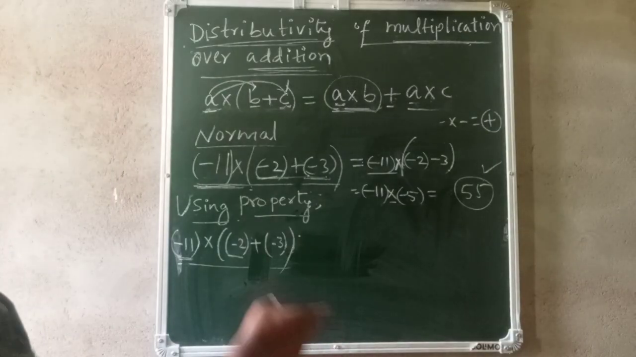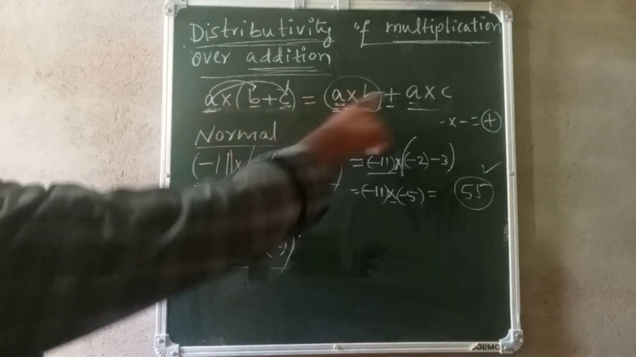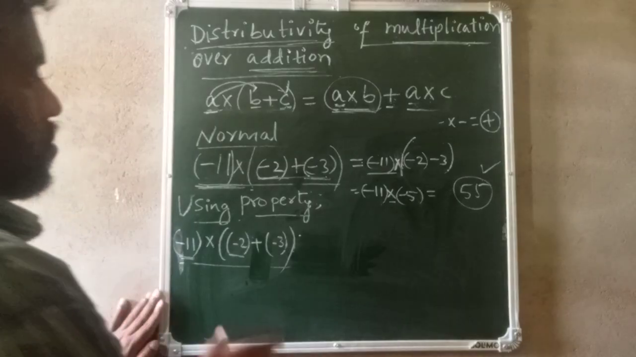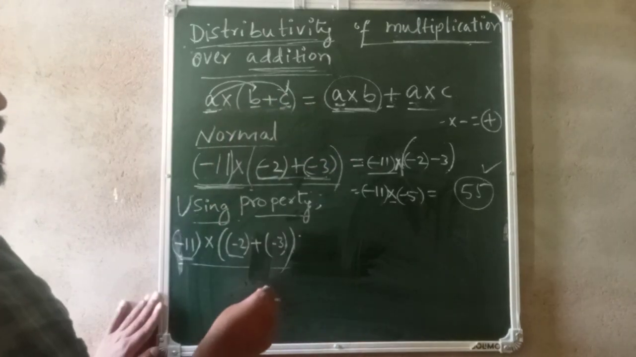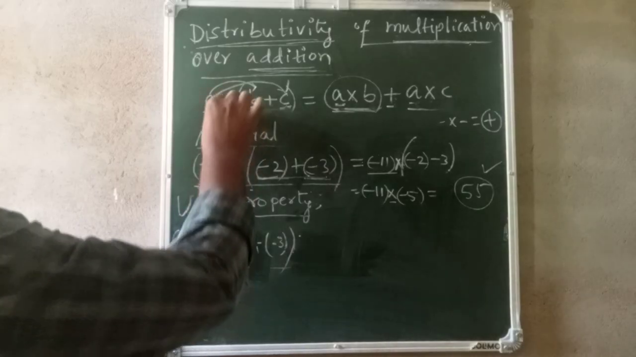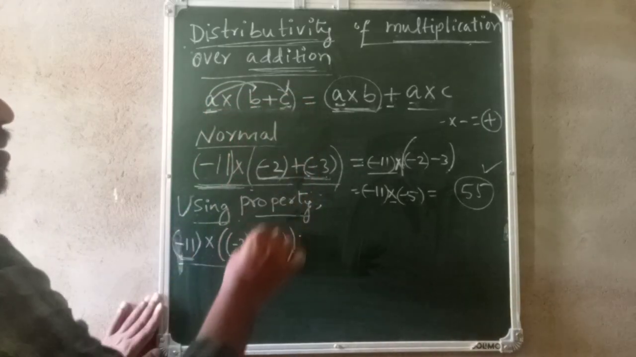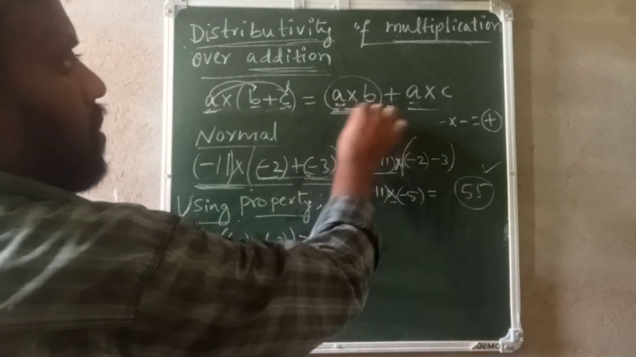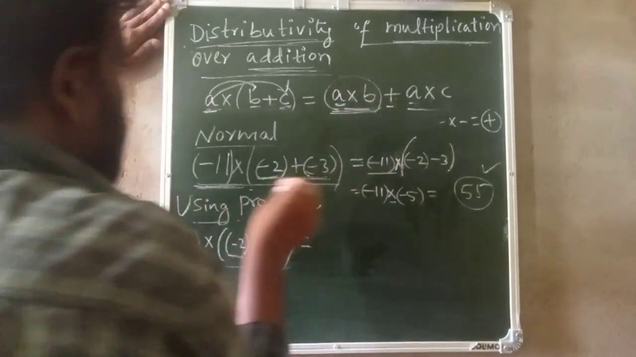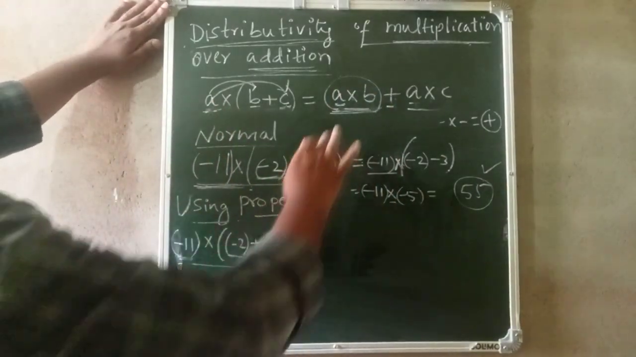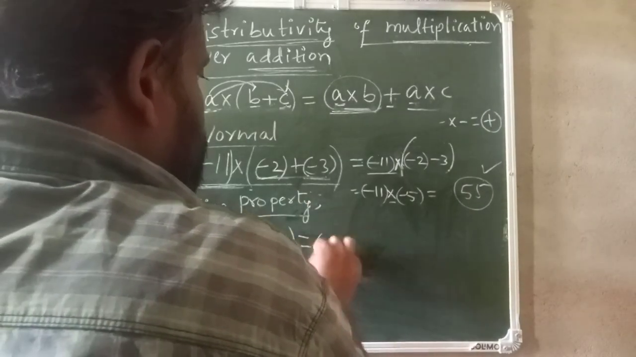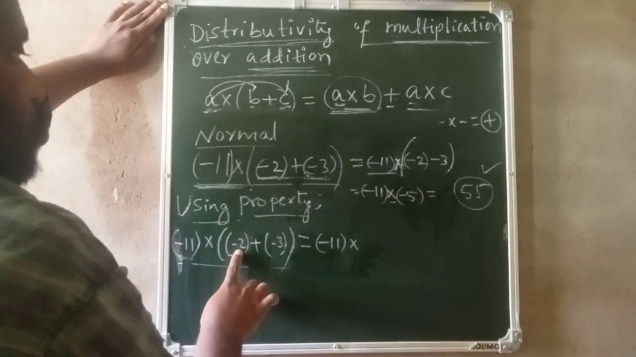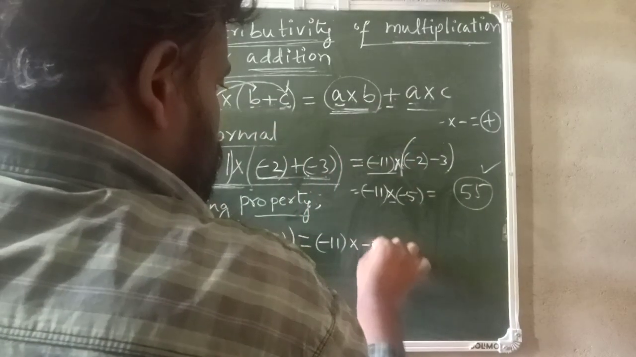Now we will simplify the same thing using this property. So I have written the headline already, using property. Okay. So this is in the form of this. In place of A, minus 11 is there, into, in place of B, minus 2, plus, in place of C, minus 3 is there. Okay, is equal to. So after is equal to, in the property we have A into B. So first A, in place of A we have minus 11. So in place of A write minus 11 into, next B, in place of B minus 2. So in place of B write minus 2.